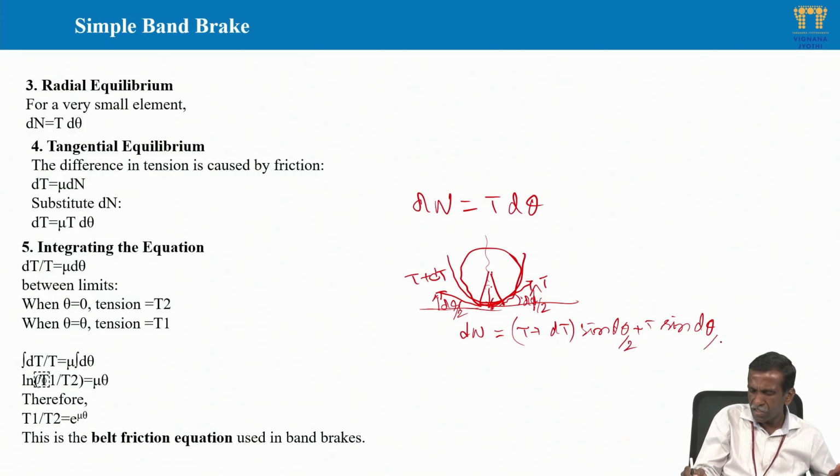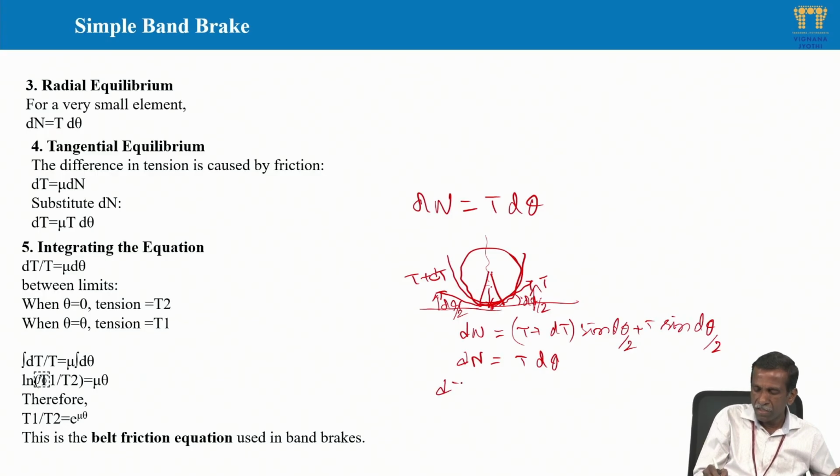Sin of d theta by 2 is very small, so we can write it equal to d theta by 2. The product of dT and d theta by 2 is very, very small compared to other terms, so we can neglect that. Then T d theta by 2 plus T d theta by 2 is the summation, so dN equals T d theta. I think you are able to understand.